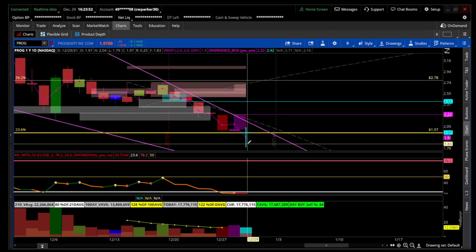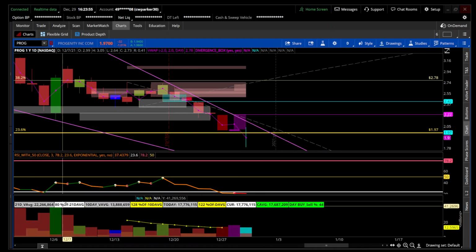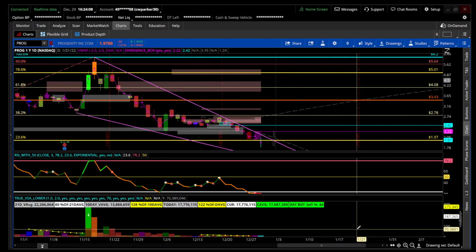And one of the other things, like I said, this is 80% of the 21-day average volume on this candle, which for me is an indication of volatility. And I'm hoping, really hoping for this stock to get pushed up to the upside.